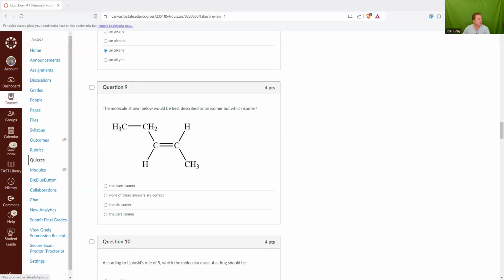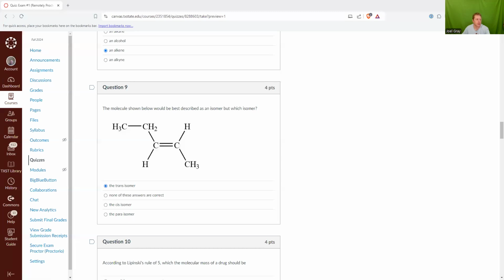I'm going to grab my annotate, and I'm talking about this group and this group compared to our double bond. Now, these two, the CH3CH2 and CH3, are on opposite sides of that double bond. One is on this side and the other is on this side. So if we look at that as our kind of equator, since they're on opposite sides, this is known as the trans isomer. So our correct answer is the trans isomer.